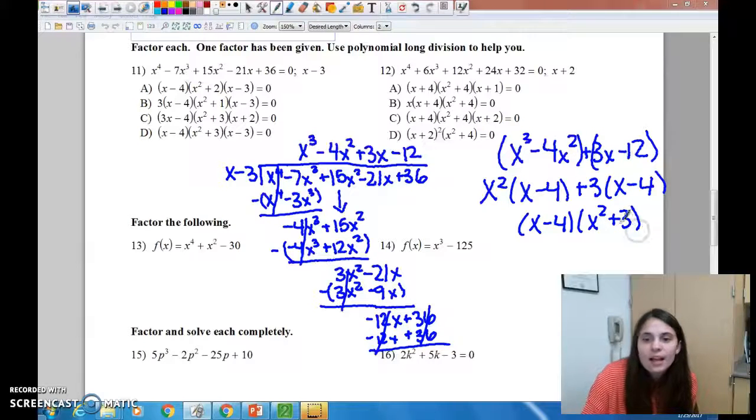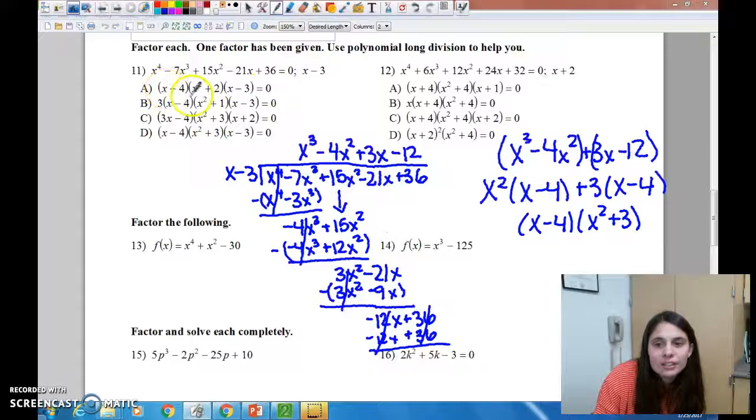So if I come back up to number 11, x squared plus 3 and x minus 4, it looks like I have that option on part D. And the x minus 3 comes from this factor that we were given. So this is part D.